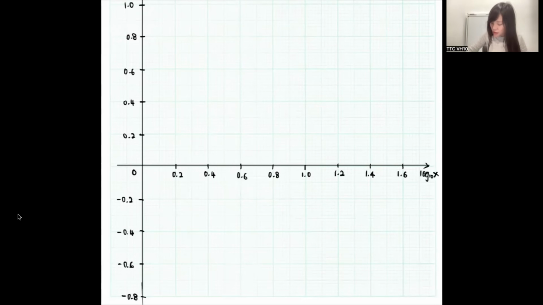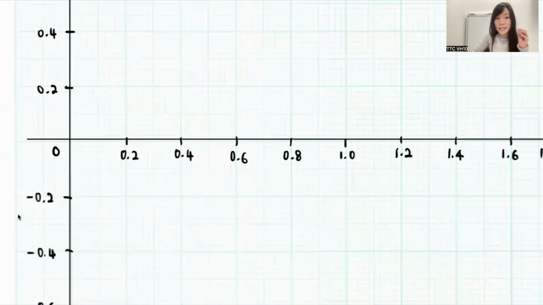So this is log 10x. Remember, for linear law, no need title. No need to write the graph of log 10y against log 10x. No need, okay? Just like that. Now, let's start to draw. Before I start to draw, let me teach you guys how to calculate the labeling first.